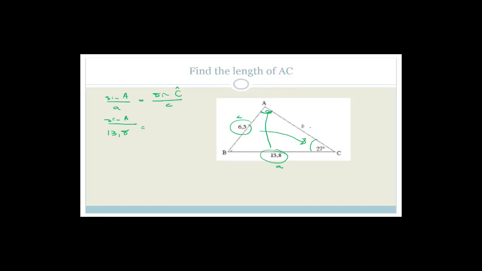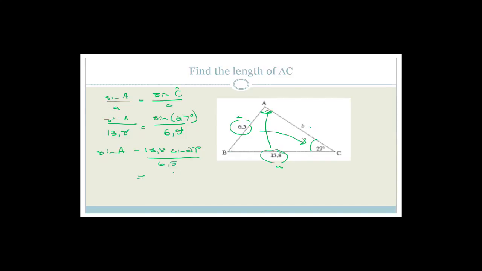It doesn't matter if you're trying to find a side and you put the angles at top or vice versa. You will be able to work it out. This is just a hint to make it easier for you. So sine of C, this is 27 degrees. So this becomes sine of 27 degrees all over little c, which is 6.5. Therefore, do you agree that sine A is equal to 13.8 sine 27 degrees all over 6.5?